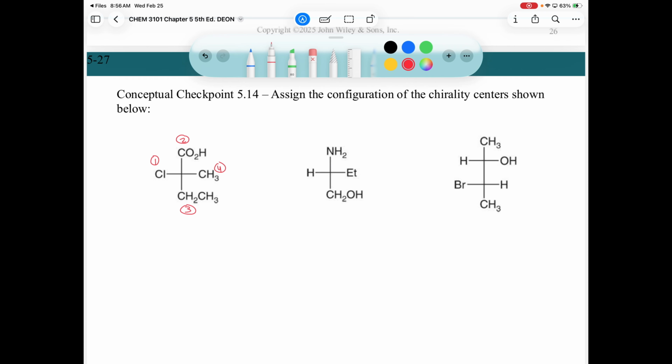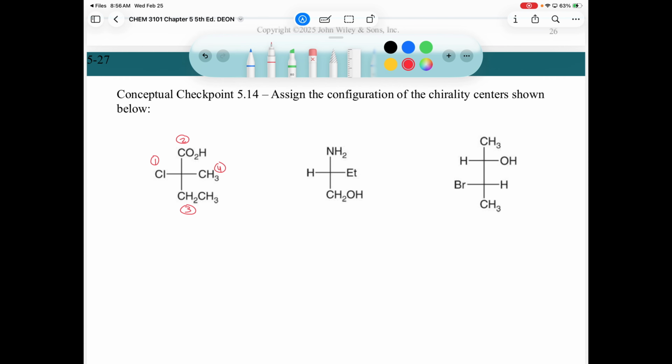Anybody get a chirality for this guy? Don't be shy. I'll give you another second to look at it. Percy, did you get something? Is it S? Is that what you said? Yeah, I think it's S. Anybody else get S? Yeah, absolutely.